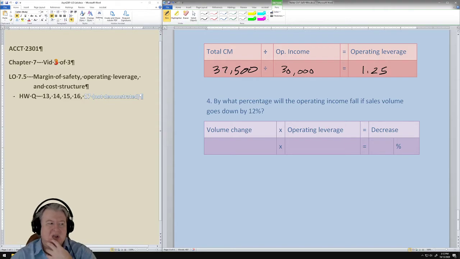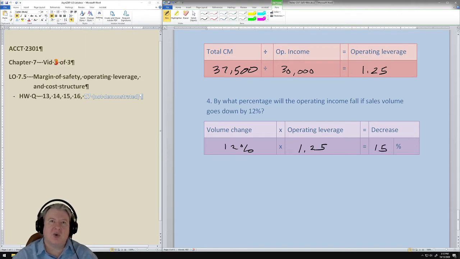So by what percentage will the operating income fall if sales volume goes down by 12%? Well, we can use, once again, this operating leverage. We can use it with the volume change to figure it out. And so that would be 15%. So it's a smaller percentage, but that's because we have such a big cushion of contribution margin that changing the sales a little bit here and there isn't going to change it by much. Whereas the other one, where we had so little extra operating income, if we increased the contribution margin a little bit more, it would have a big benefit.